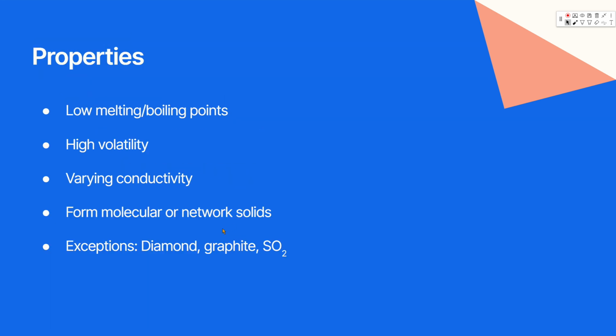Some covalent bond properties include low melting and boiling points, high volatility, varying conductivity, and they can form molecular or network solids. Some exceptions to these properties include diamond, graphite, and sulfur dioxide.